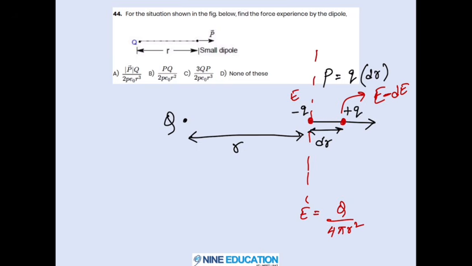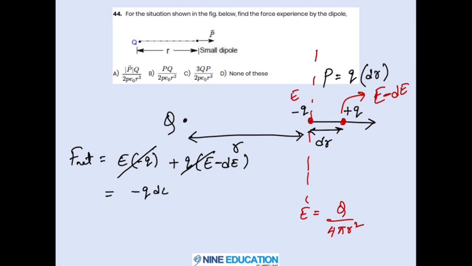So now can you tell me what is the net force on the dipole? F net on the dipole is basically E into minus Q plus Q into E minus dE. Correct? So EQ and EQ cancel. So you will get net force equal to minus Q into dE. Of course, let us ignore the minus because we want only the magnitude of the net force.